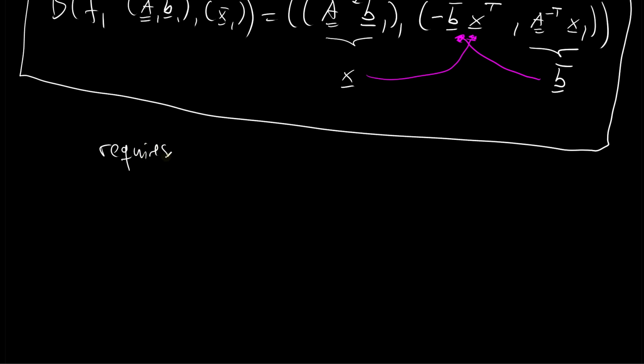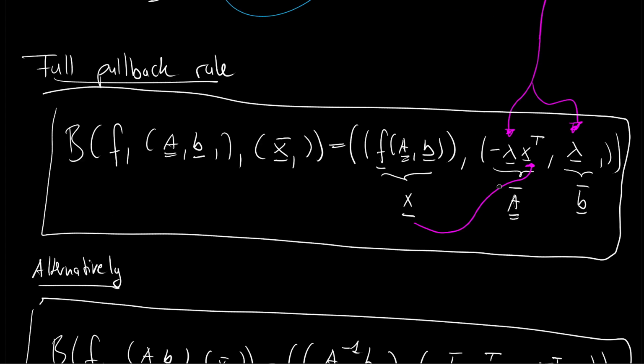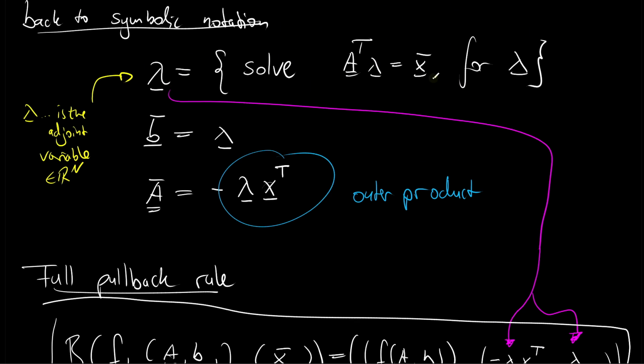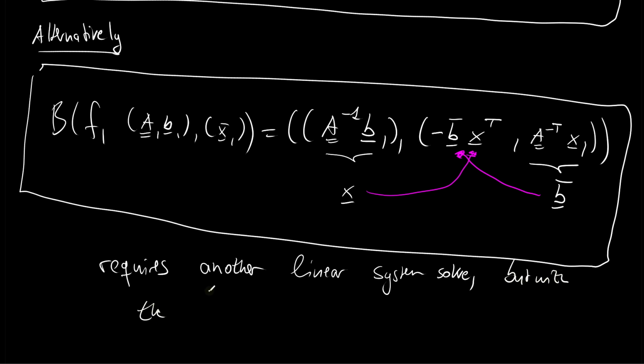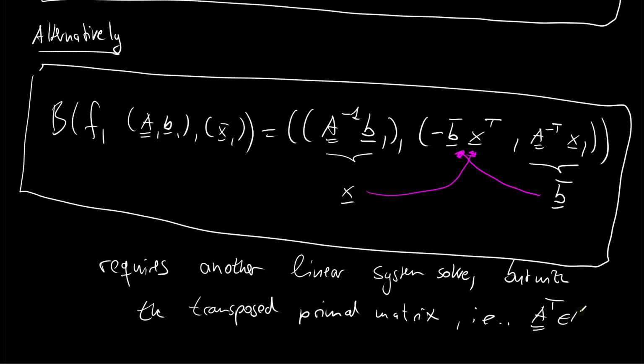It requires, in either way, either in that form, because there we had it with the lambda, or more verbose in that case, requires another linear system of equations or another linear system solve, and then importantly, but with the transposed primal matrix. So this will be the matrix A transpose, and it's another n by n dimensional matrix.